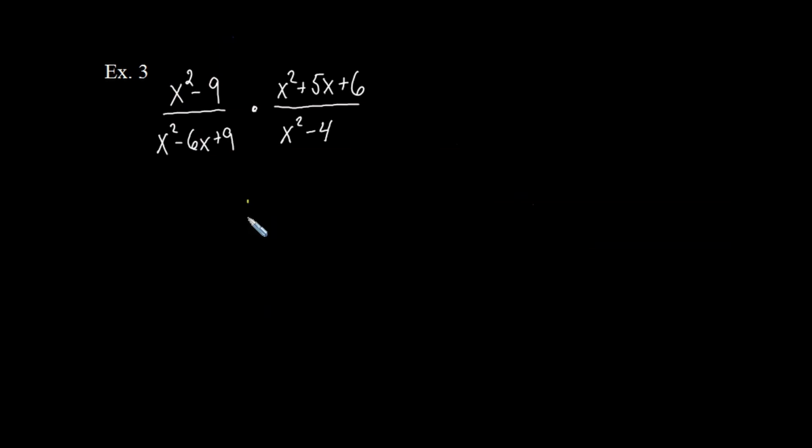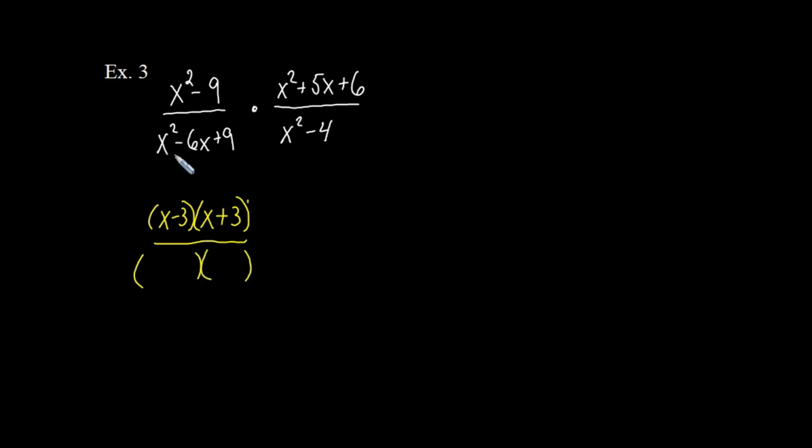In example 3, we have a little more complicated numerator and denominator, but our process is still exactly the same. We're going to completely factor the numerator, x squared minus 9, that's the difference of 2 squares. And there should be some links up in the upper right hand corner throughout the video that will take you to factoring videos. There will also be links in the description of the video if you need a reminder or refresher on how to factor.